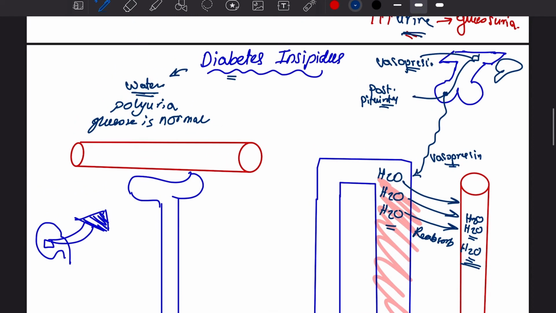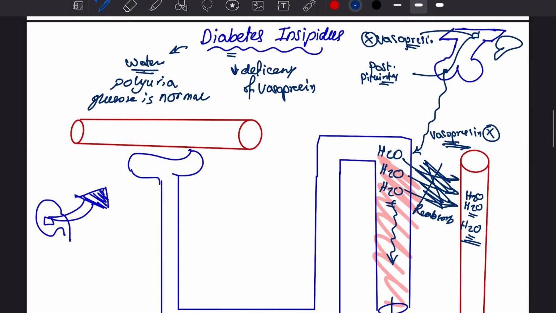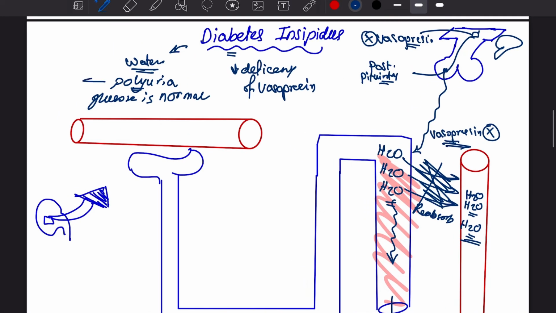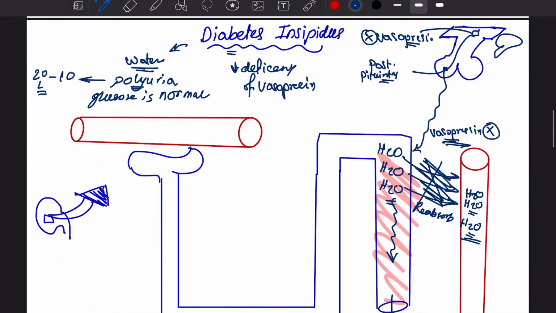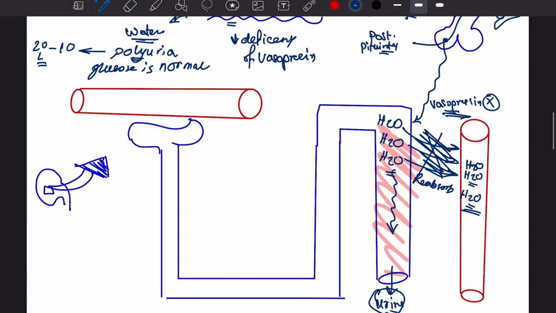Now in diabetes insipidus, simply we have something wrong with the vasopressin. It's not there. There is a deficiency of vasopressin. So with no vasopressin, this process will not happen, and water will stay in the urine and go outside. That's why we will have polyuria, because we don't have any reabsorption of water. The keyword in the question will tell you 10 to 20 liters of urination. It will be much higher than the polyuria found in diabetes mellitus, and it will be just polyuria without any glucose problems. So this is briefly about diabetes insipidus.